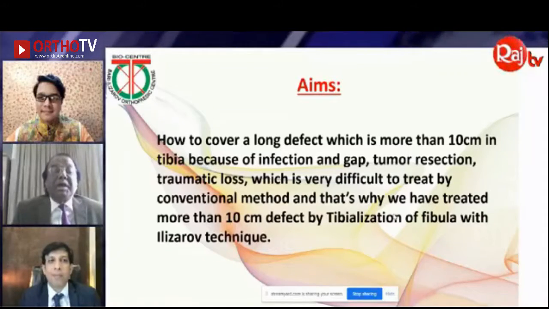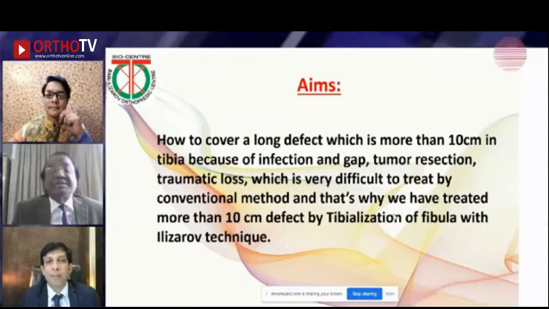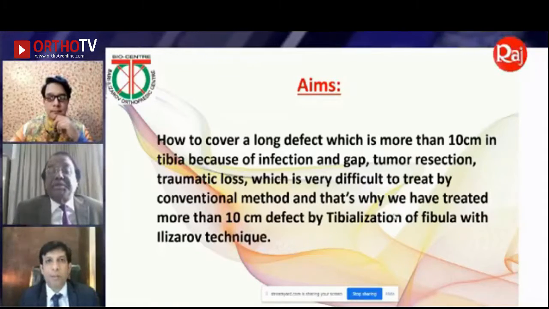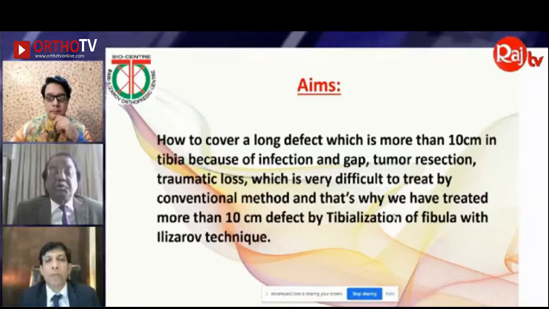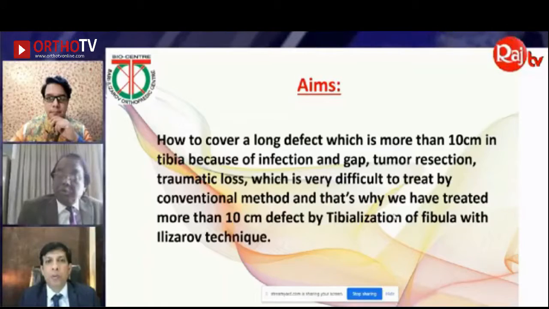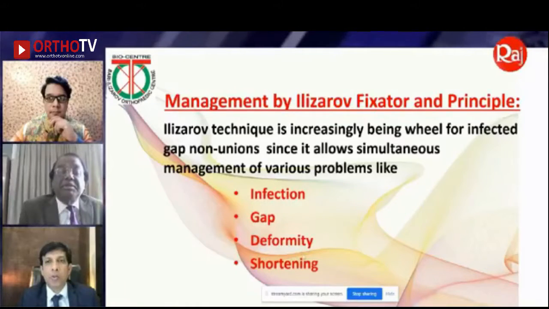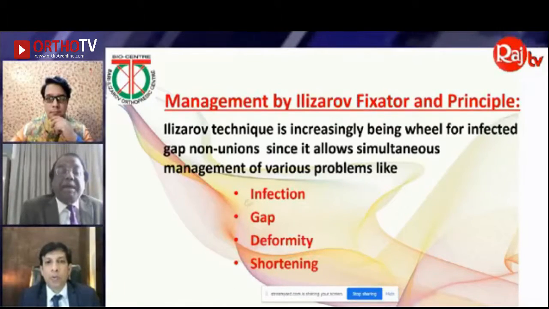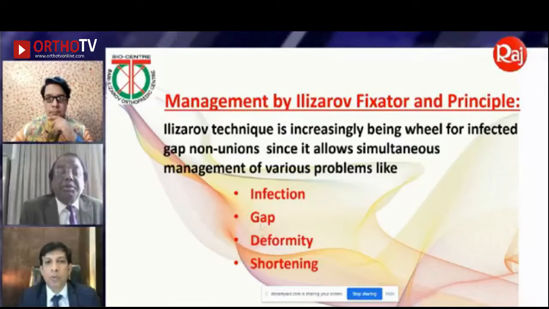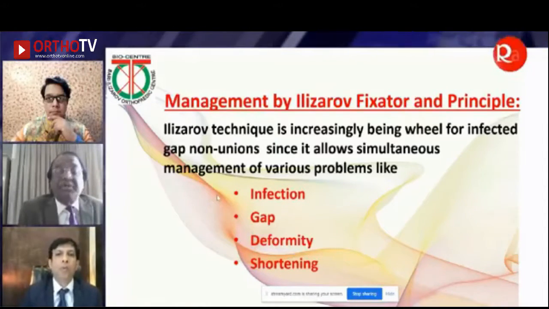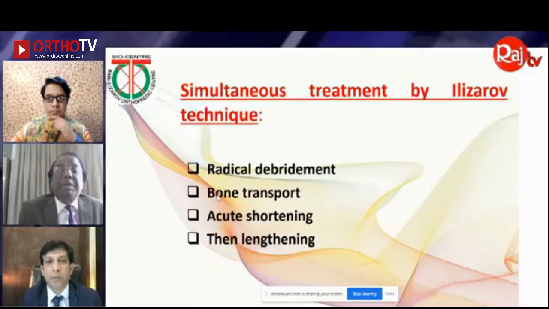My aim was how to cover a long defect of more than 10 centimeter in the tibia because of infection and gap, tumor dissection, traumatic loss, which is very difficult to treat by conventional method. That's why we have treated defects of more than 10 centimeter by tibialization of the fibula with the Ilizarov technique. Management with the Ilizarov fixator: as I told you all the time, INU, infection, gap, deformity, and shortening. Four very difficult things, and Ilizarov can solve all these things simultaneously.